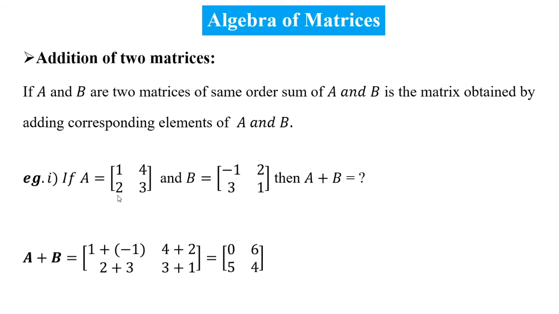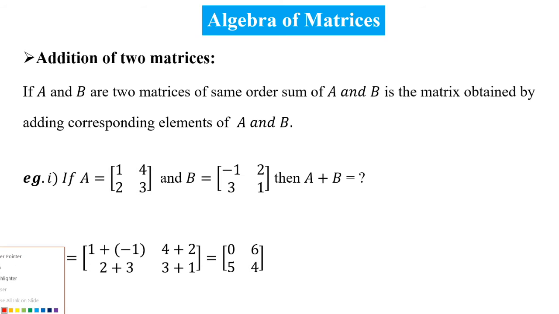Addition is done only for matrices having the same order. Here matrix A has order 2 and matrix B has order 2, so addition is defined, and then it becomes A plus B. Adding corresponding elements, only corresponding elements. Here 1 plus minus 1, here 4 plus 2, here 2 plus 3, and here 3 plus 1.